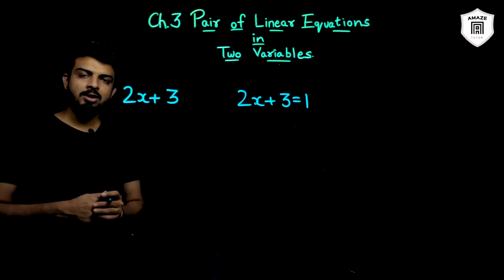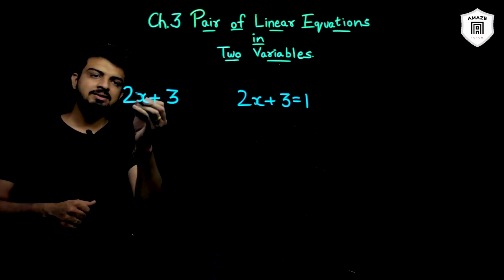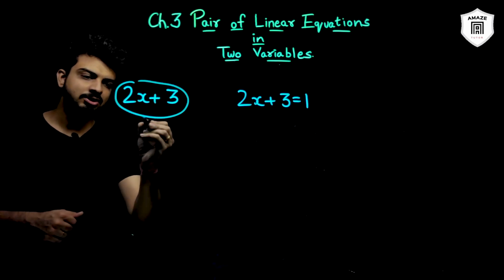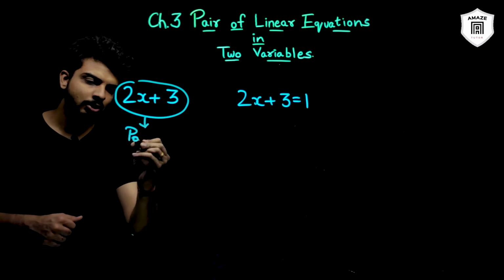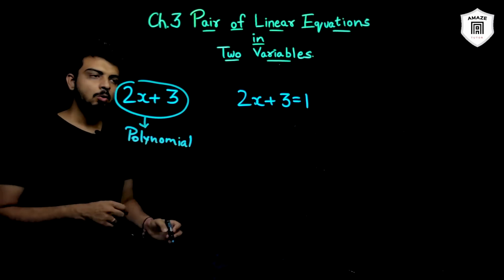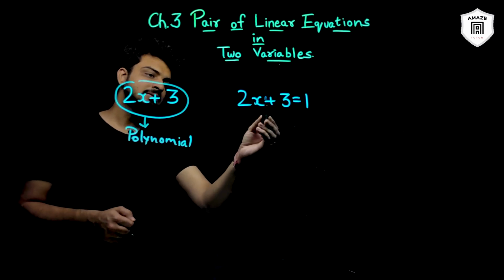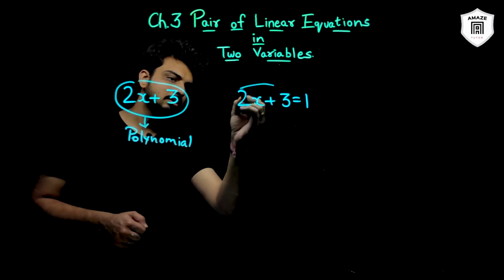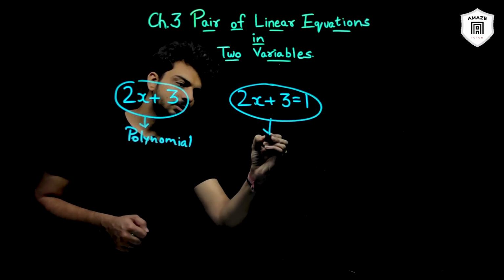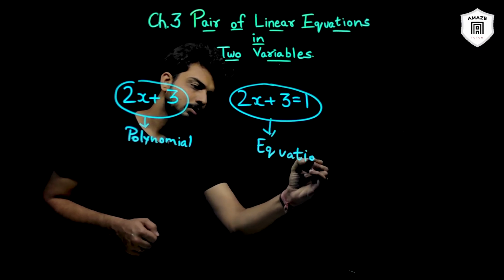And we have already seen in the previous chapter, chapter number 2, right, that this type of expression is known as polynomial, right? While wherever we are having equal to sign and something is there in the LHS and in the RHS, this is known as an equation, right?